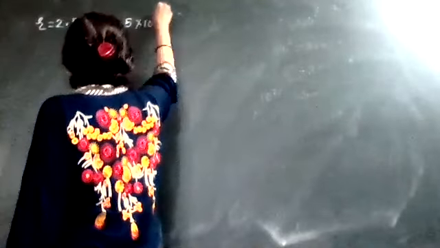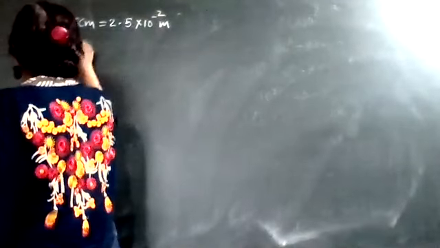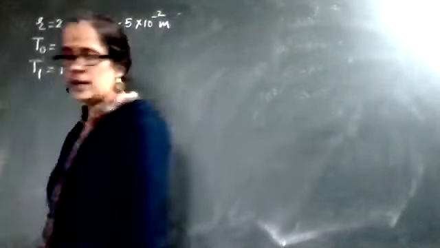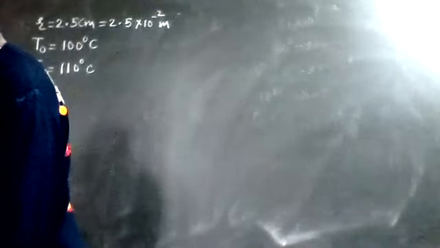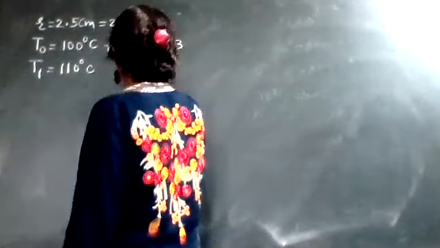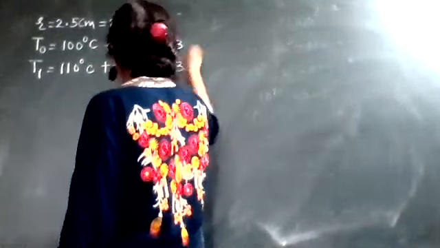Right? So you are given the radius, which is 2.5 centimeter, can be written as 2.5 into 10 raised to minus 2 meter. That is the first thing. Temperature of enclosure T0 is 100 degrees Celsius. You have to maintain the body at temperature 110 degrees Celsius. Is it right? And you are given the value of Stefan's constant. That much is given to you. Now, I will first convert these temperatures into Kelvin. So T0 is 373 and T1 temperature will be 383 degree Kelvin.